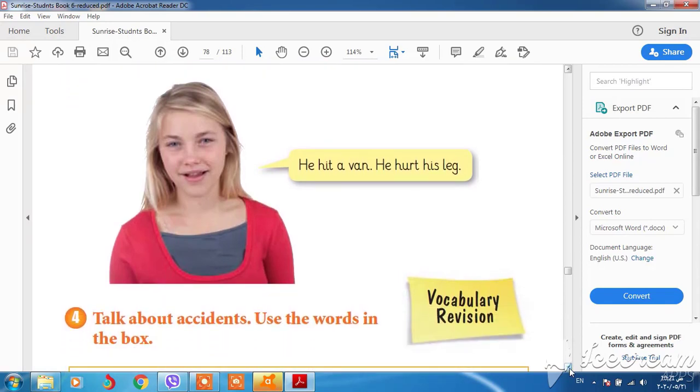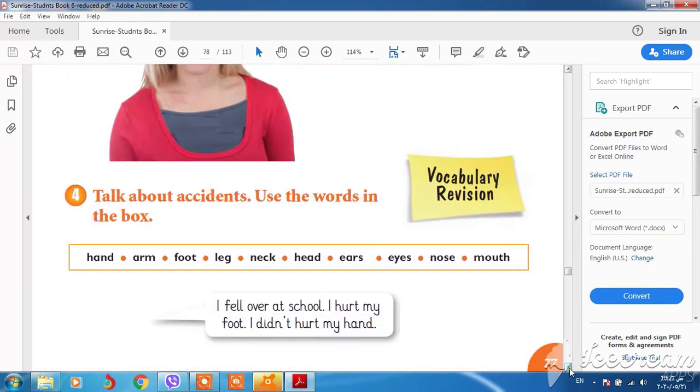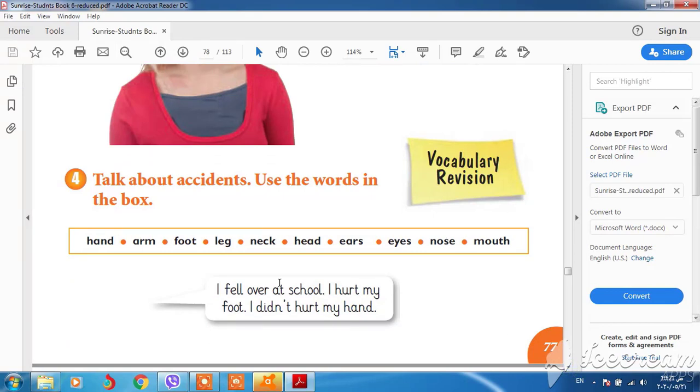Okay, this one. Talk about accidents, use the words in the box. We have many words here. For example, hand, arm, foot, leg, neck, head, ears, eyes, nose, mouth. Okay, you can say I fell over at school, I hurt my foot, I didn't hurt my hand. Or you can say I kicked the ball with my foot. Okay, I hurt my leg, or I didn't hurt my neck. Okay, as you like, you can make a sentence.